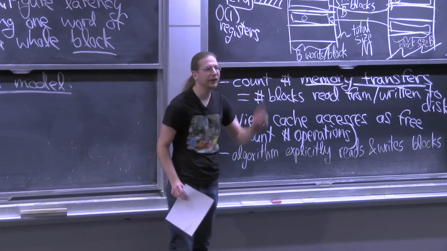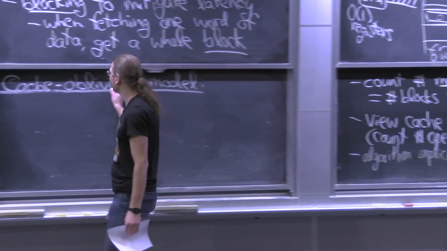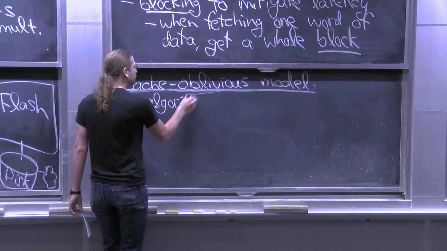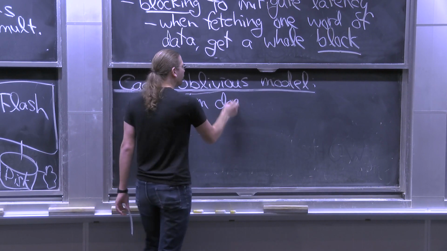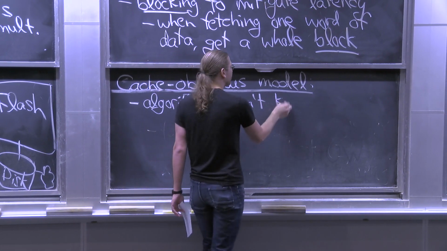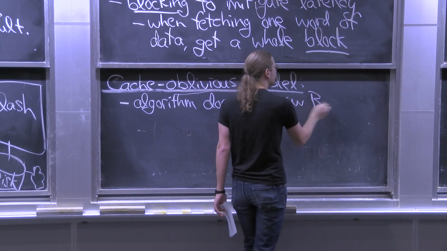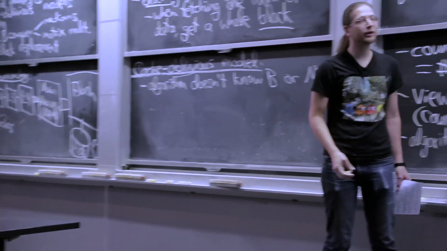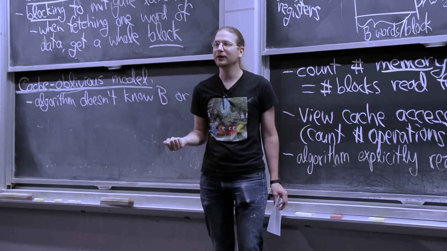We're going to change one thing, which is where the oblivious comes from. We're going to say that the algorithm doesn't know the cache parameters. It doesn't know B or M. So this is a little weird. We're going to have to make some other changes to make it work.